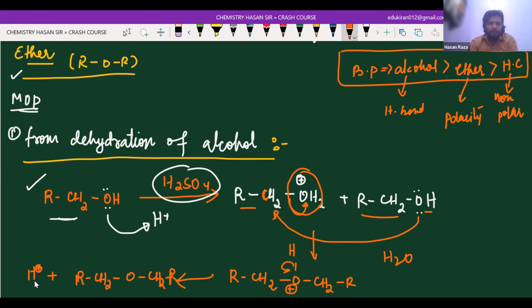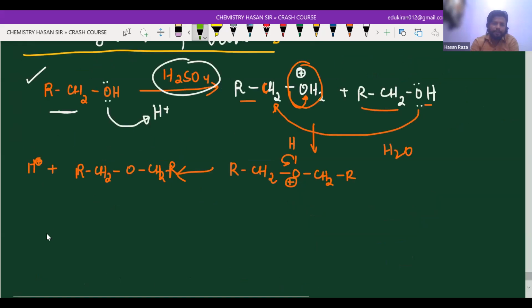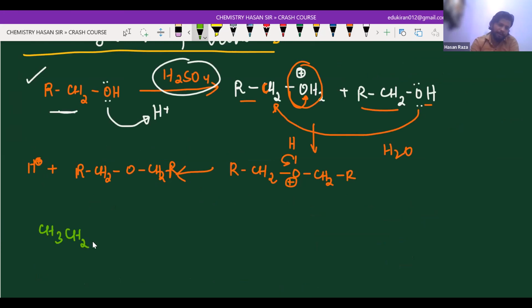It's very simple. If I give you a question like this, just name the product. If I give you CH3, CH2, OH, and you treat this with H2SO4 at 440 Kelvin. To get an alkene from an alcohol, the temperature is 443 Kelvin. So please do let me know the name of the compound, since we are preparing ether here.